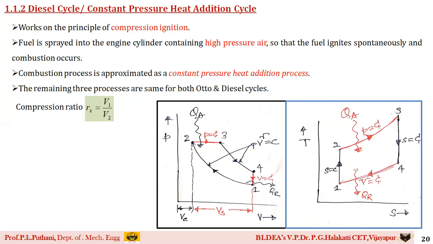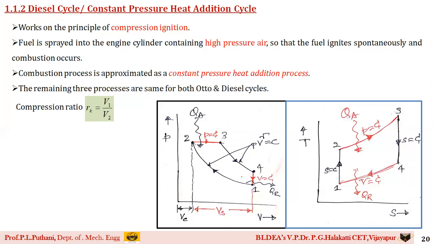Similarly, students, 2 to 3 is a constant pressure addition process. You can see here I have written P is equal to C. Similarly, 4 to 1 is a constant volume heat rejection process, I have shown V is equal to C here. And the heat addition takes place at constant pressure. You can see here I have written QA and I have shown the arrow mark flowing towards the process 2 to 3. It is the heat addition process.